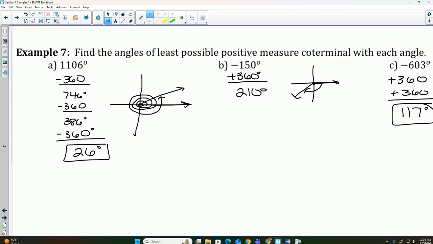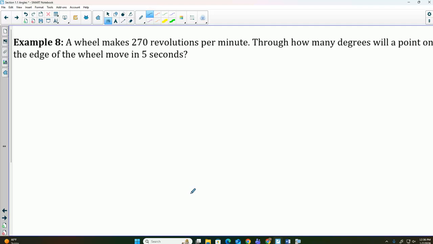The last examples I want to do are some conversion problems. You might have done some of this like in a science class before. We will do trig conversions throughout trig. They just pop up periodically, so we're just going to throw in a couple here to start, and we'll do more later on. So a wheel makes 270 revolutions per minute. Through how many degrees will a point on the edge of the wheel move in 5 seconds?